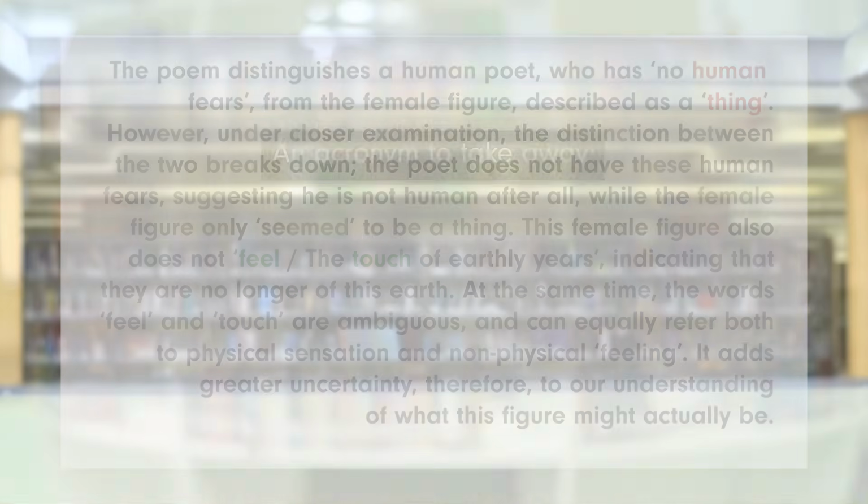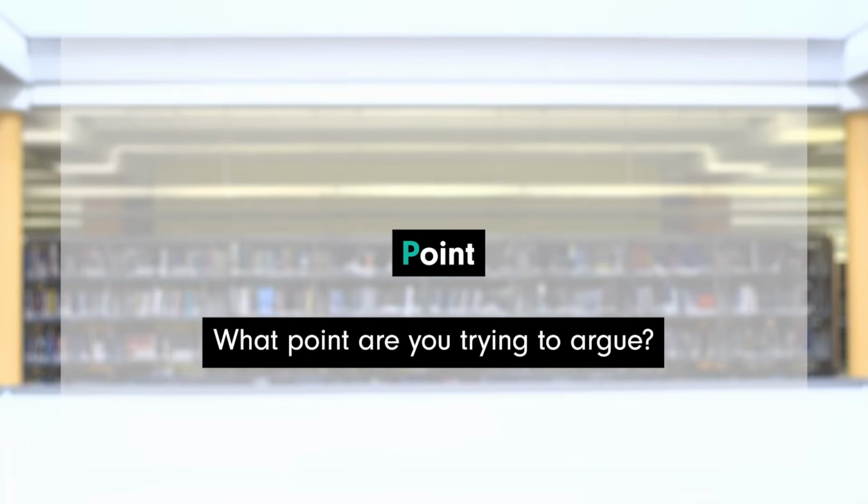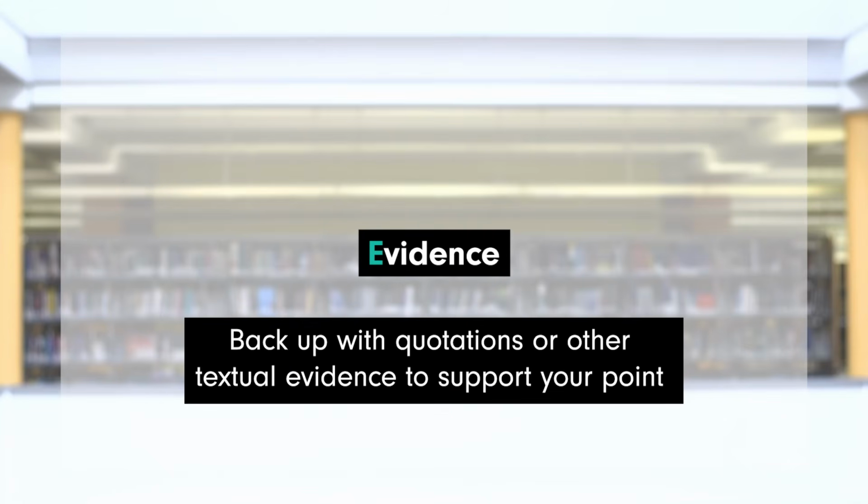So, to sum up, you've probably heard of this acronym, PEEL, P-E-E-L. Let's go through this. P, point. What point are you trying to argue? Now, in order to make this point, you need evidence. Back up with quotations or other textual evidence to support your point. A top tip that I have, show, not tell. You need to show with evidence, backing up your assertions. Don't just tell me what the poem is about. You have to show me with evidence.